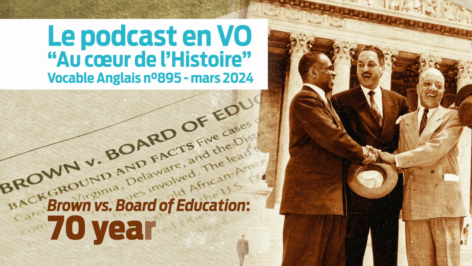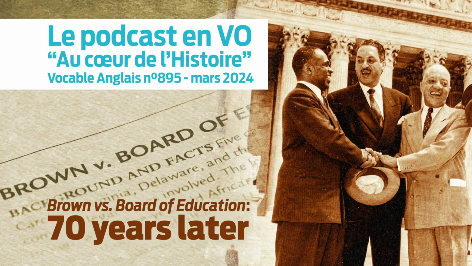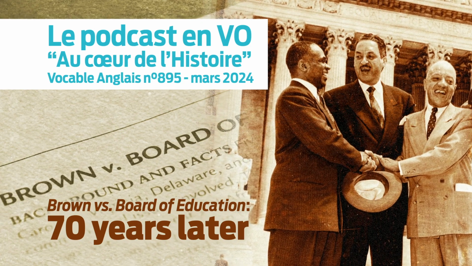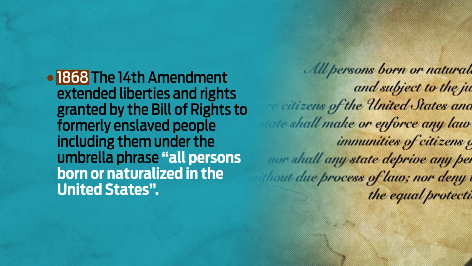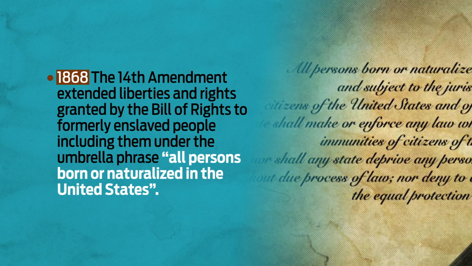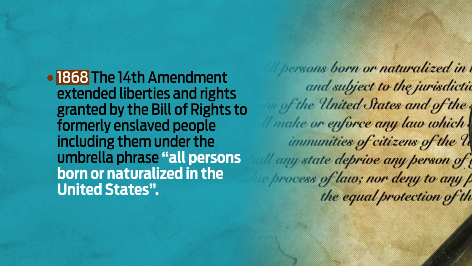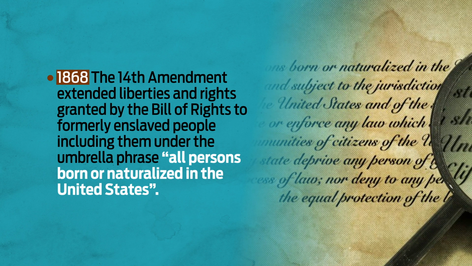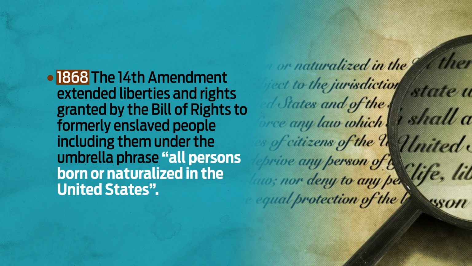Brown versus Board of Education. In the United States of America, the Civil Rights Act of 1866 was established to protect the civil rights of African Americans. In 1868, the 14th Amendment to the U.S. Constitution was ratified. It extended liberties and rights granted by the Bill of Rights to formerly enslaved people, including them under the umbrella phrase, all persons born or naturalized in the United States.